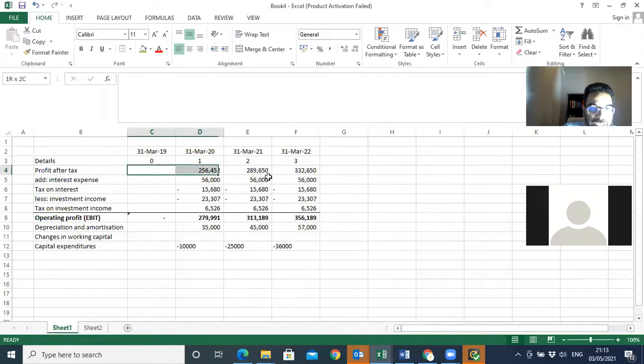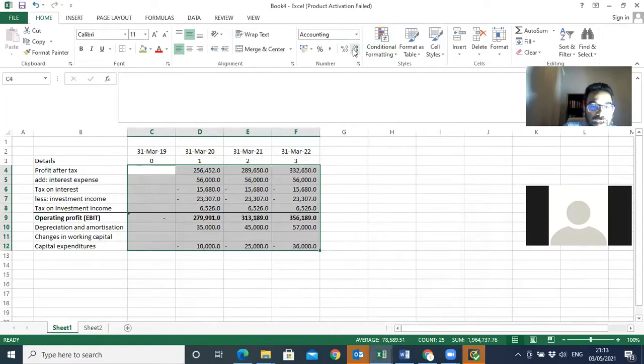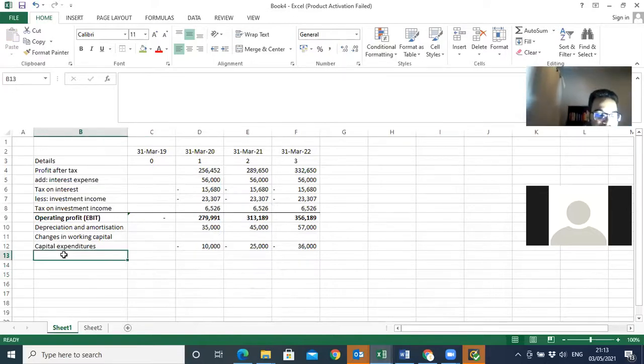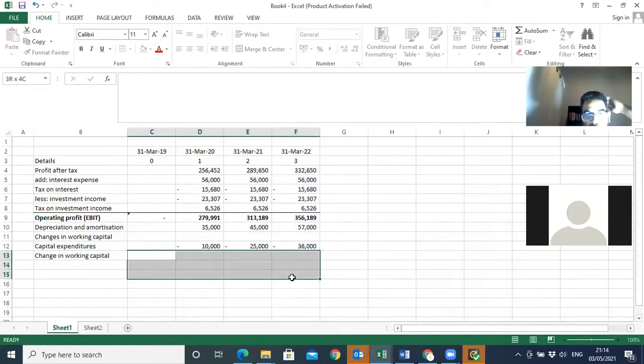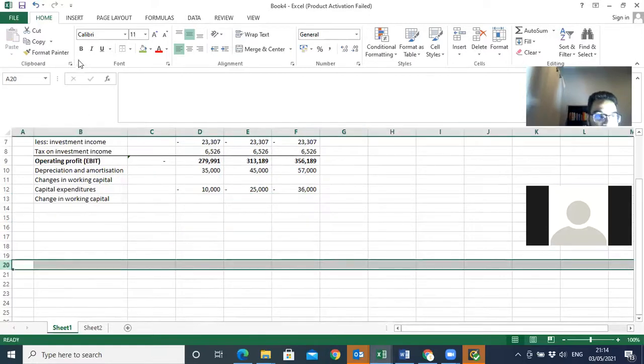be negative. I'm going to give you a working for capital expenditure just in case it's not given. Okay, I'll show you how to work it out. Then we're going to have changes in working capital. So you need to generally include the working over here. I don't do the working over here. I do a separate working. Okay, so I'm going to have my workings. So let's just do this quickly.